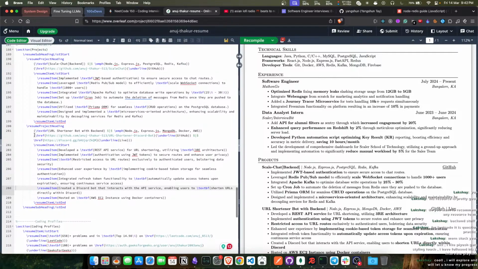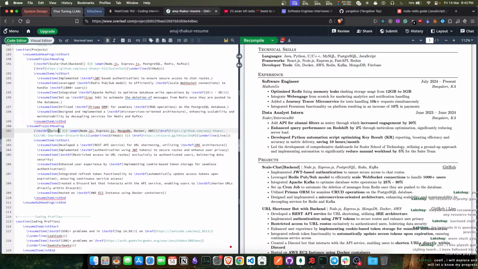Alright, first of all, I'll not use this project anymore. It'll be Quizzy. It used Golang, Redis, MongoDB, Docker.